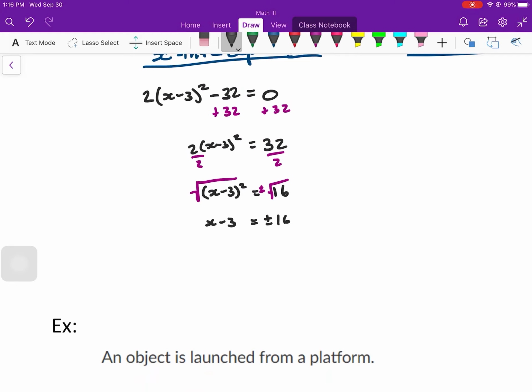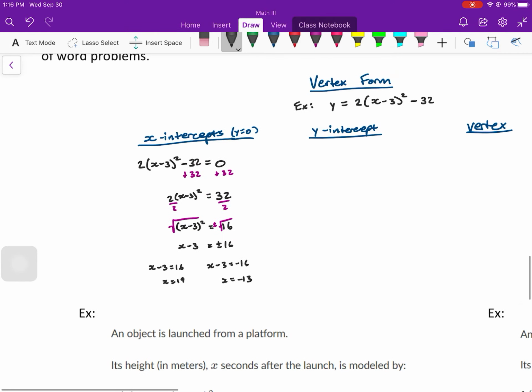So let's split that into two cases. x minus 3 equals 4, and x minus 3 equals negative 4. Solve each one. x equals 7 and x equals negative 1. So it's quite a bit of work to do x-intercepts given vertex form. That's the hardest part, but like I said, we spent that whole last section just on that idea.